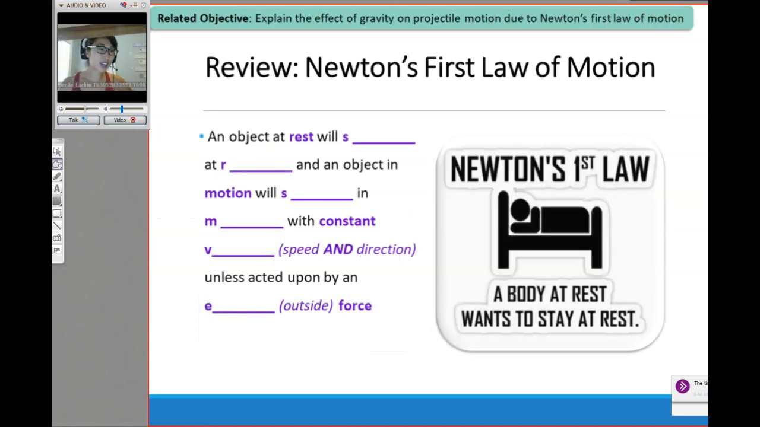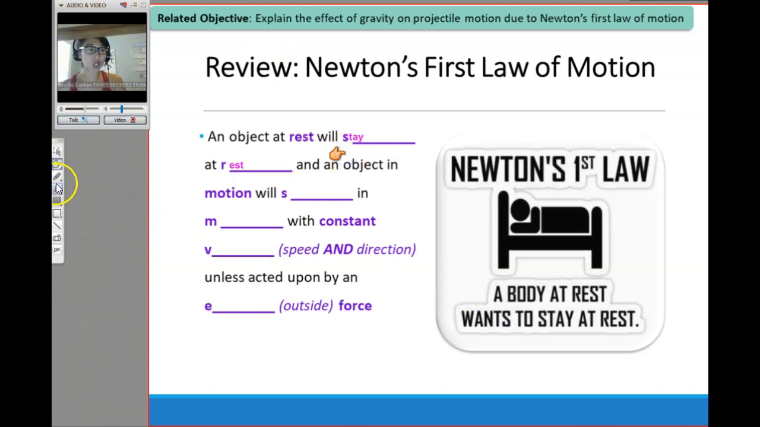All right, so let's go ahead and review Newton's first law of motion. Let's do this together. Tell me in the chat box, an object at rest will what? Yes, Julian, it will stay. Stay at what? An object at rest will stay at what? Yes, it will stay at rest, right? That's actually up on the board. That should be pretty easy for us. A body at rest wants to stay at rest just like you want to stay in bed. Objects will do the same thing.